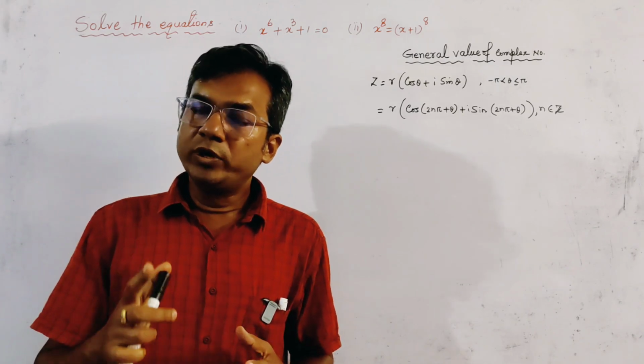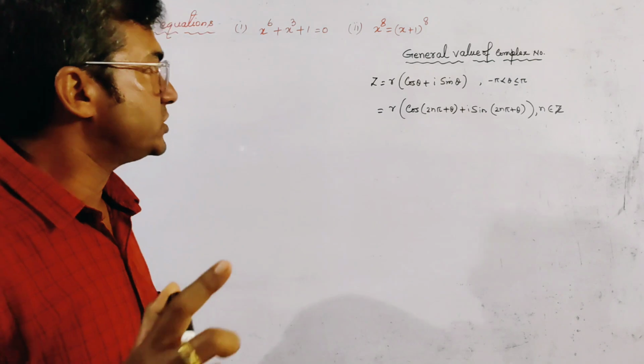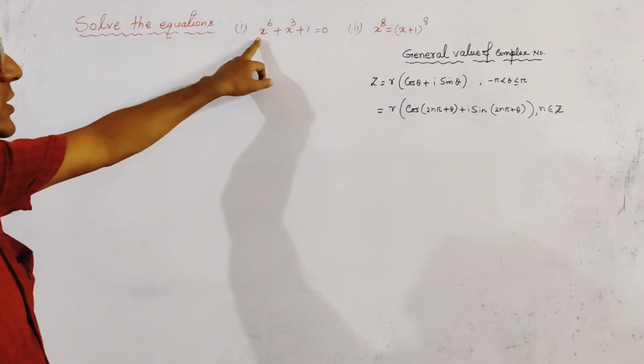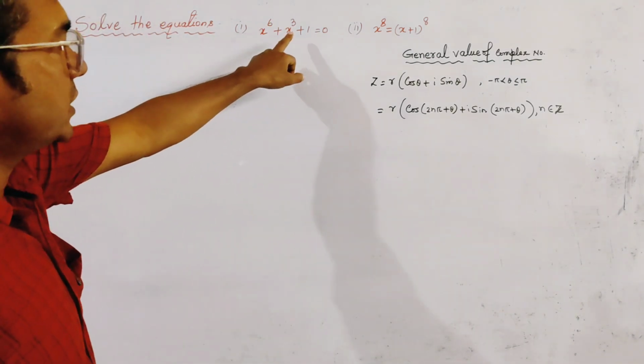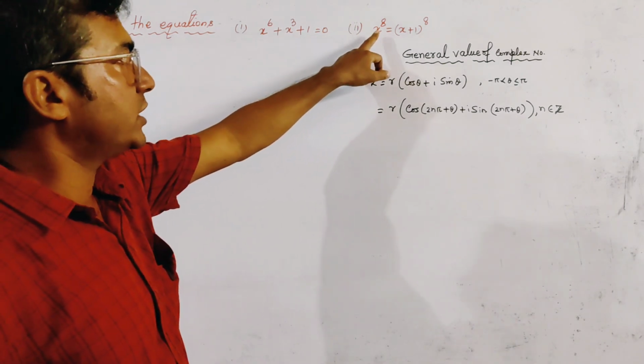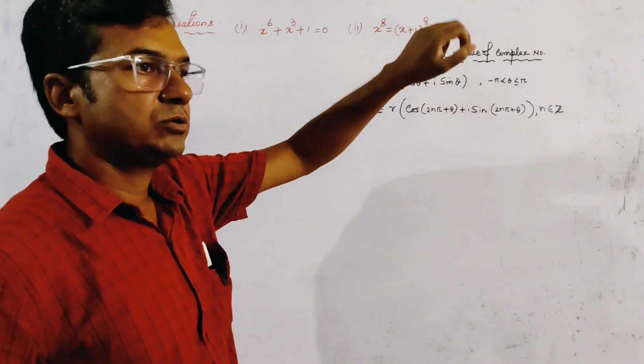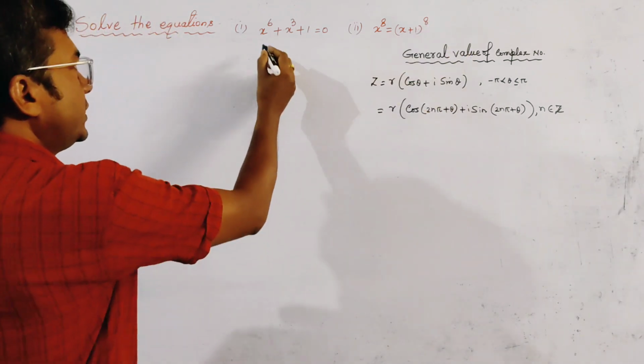Solve two important equations using complex numbers. Two equations are given. The first one is x to the power 6 plus x cube plus 1 equal to 0, and the second one is x to the power 8 equal to (x plus 1) whole to the power 8. Okay, these two equations are given.